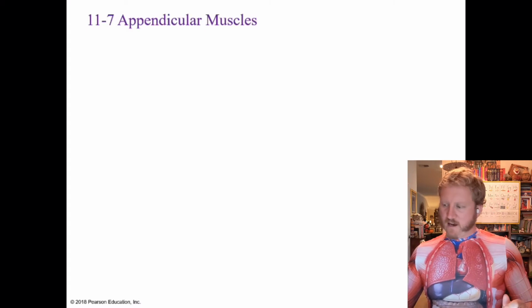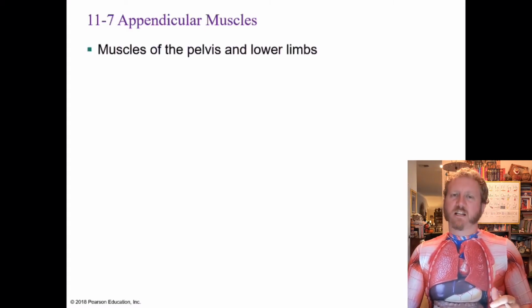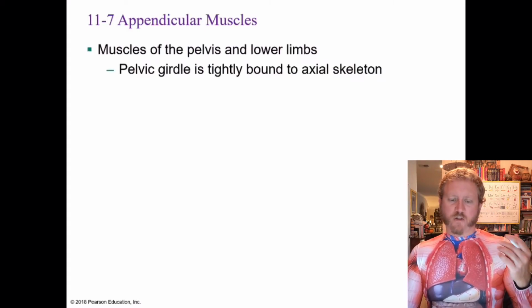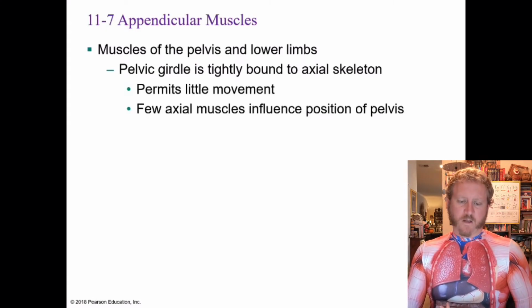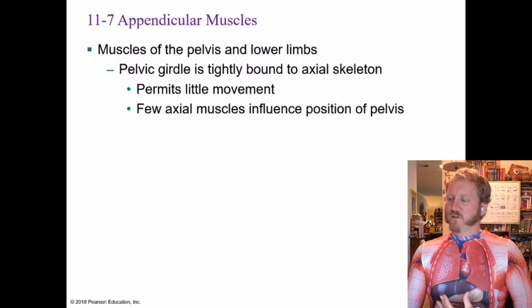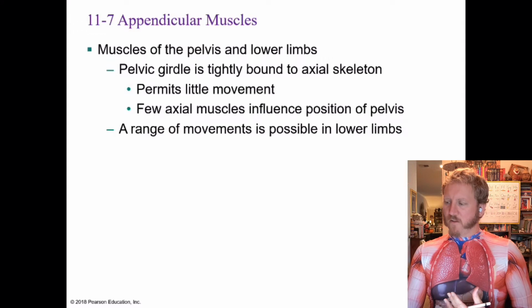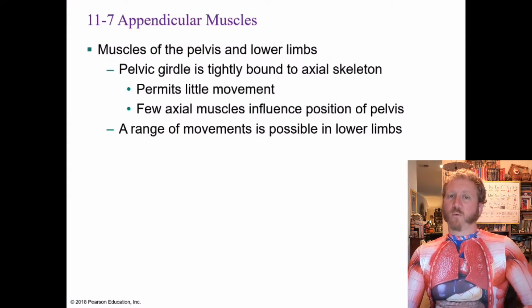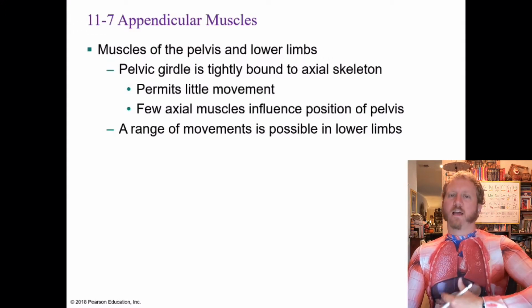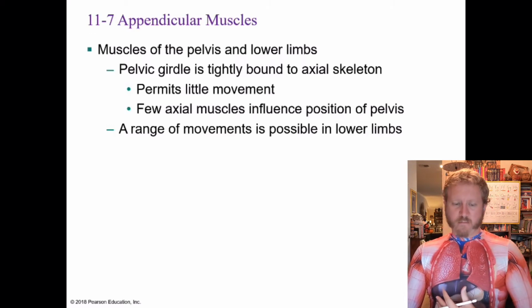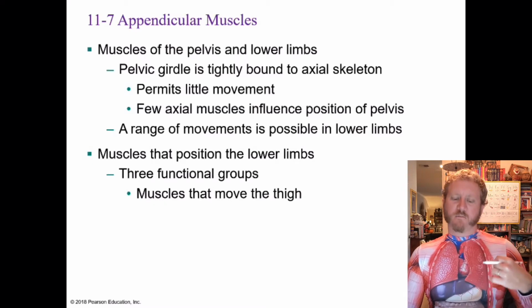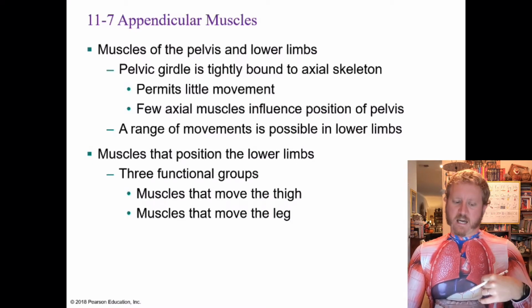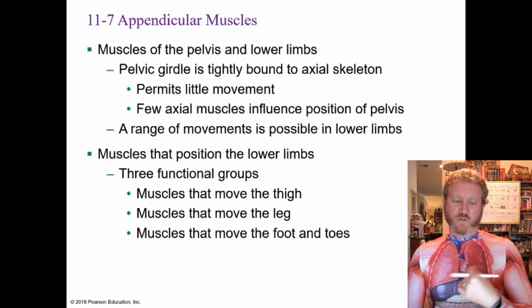Then we have the muscles of the pelvis and the lower limbs. The pelvic girdle is tightly bound to the skeleton, so there's not a whole lot of movement that takes place there. There are very few axial muscles that influence the position of the pelvis. There's also a range of movement that's possible with the lower limbs, and those are all appendicular muscles. The muscles that position the lower limbs are in three functional groups: the muscles that move the thigh, the muscles that move the leg, and the muscles that move the foot and the toes.